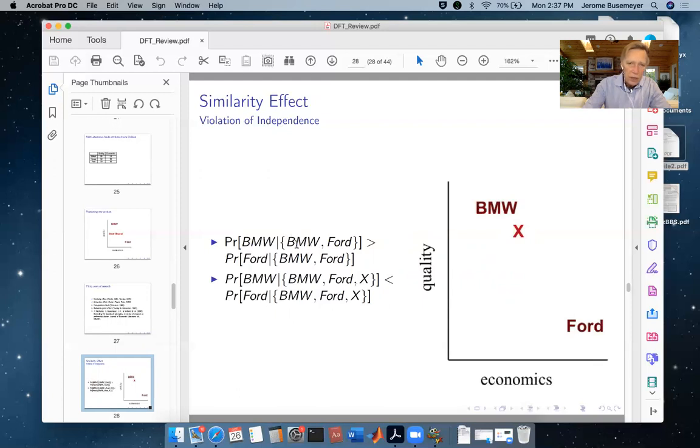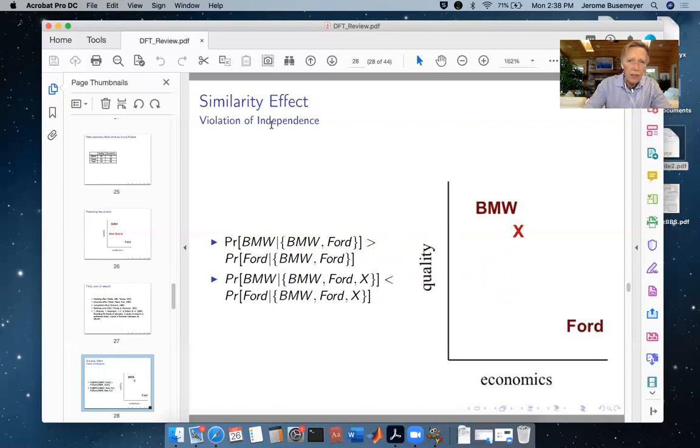Because the basic idea of utility theory is, if BMW has greater utility than Ford, established in a binary choice, and we introduce a common option X to both choice sets, well, BMW still should be chosen more than the Ford because it has a higher utility than Ford, and both sets have the common option X to compete with. So we shouldn't get this reversal. It's called a violation of independence because the choice probability should be independent of this option X that we introduce.